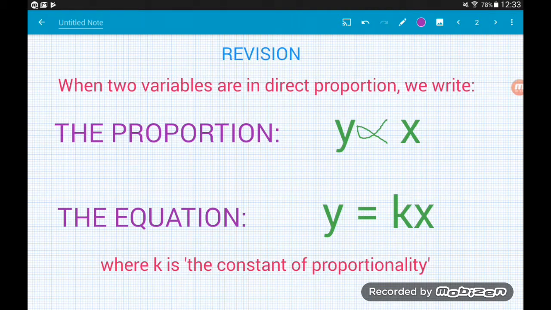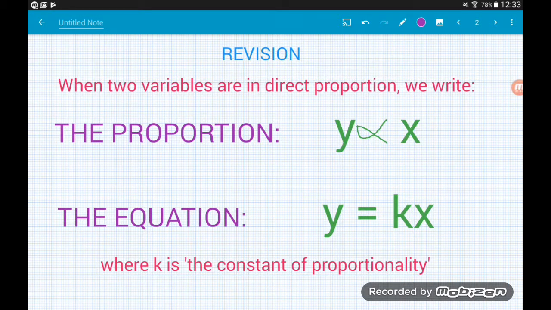So also remember that when we're playing with direct proportion, our two variables change in the same way. So if the value of x doubles, the value of y will double. If the value of x reduces by a third, the value of y will reduce by a third. Most importantly though, as one variable gets bigger, the other variable gets bigger. So they alter in the same way.